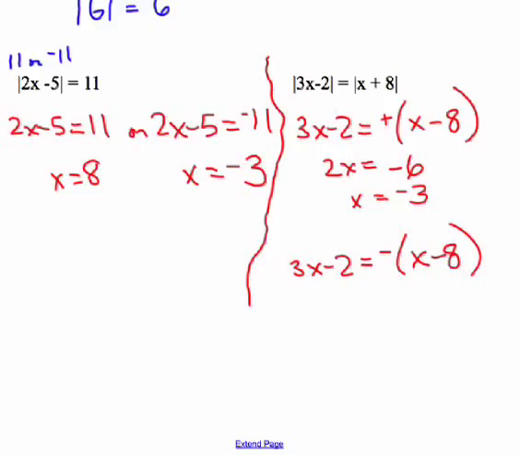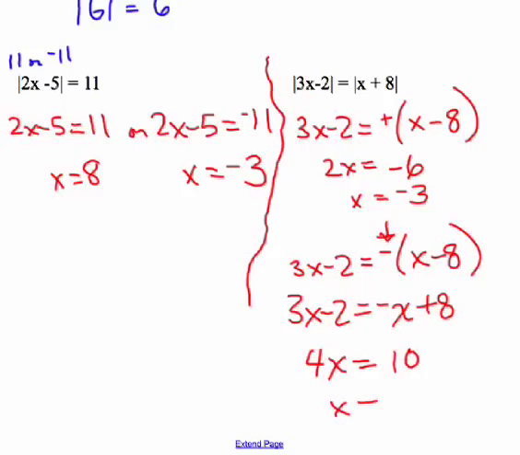This one I'll maybe do a bit slower. So I have 3x minus 2 equals, this would be negative x, and minus a negative 8 would be a plus 8. Careful with those guys in front. Those are our dirty negative signs. Okay, bring this over, this will be 4x. Bring this over, this will be equal to 10. So 10 divided by 4, I think comes out to 5 halves. So that's how you can deal with absolute value equations.